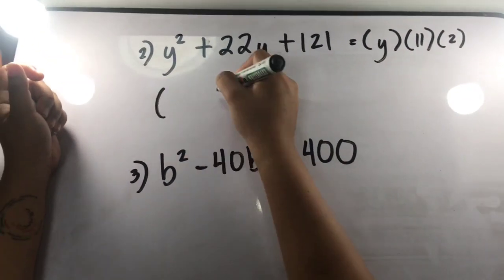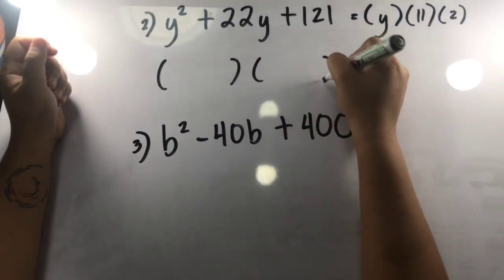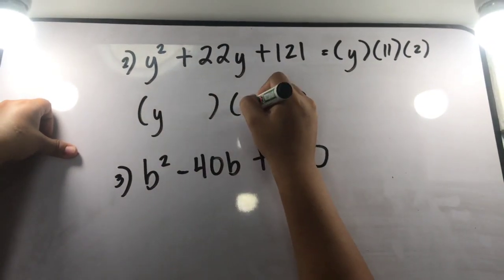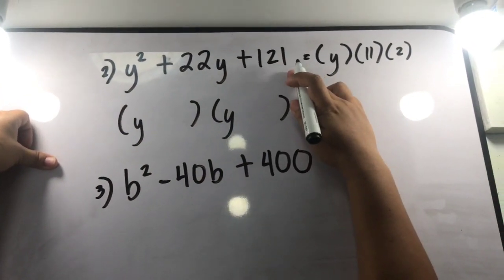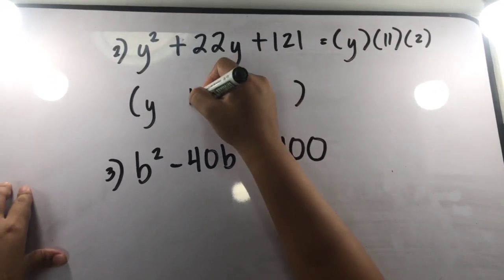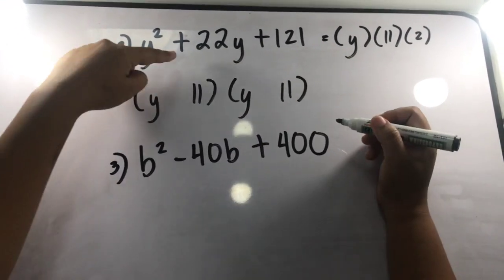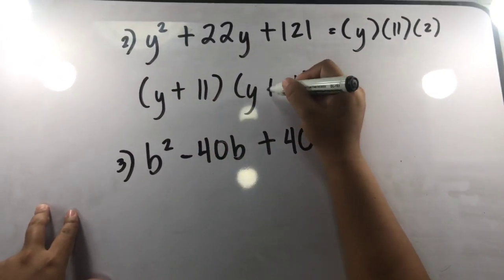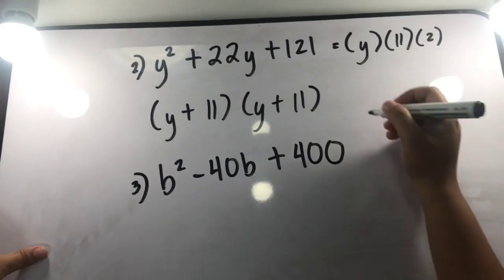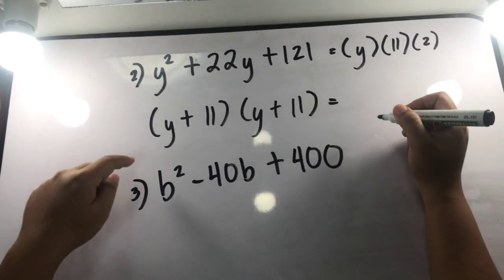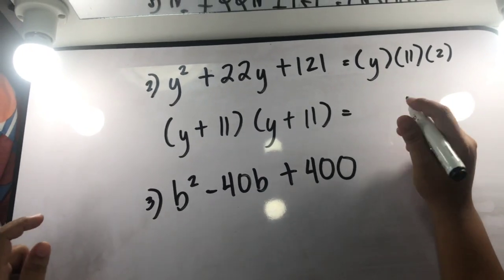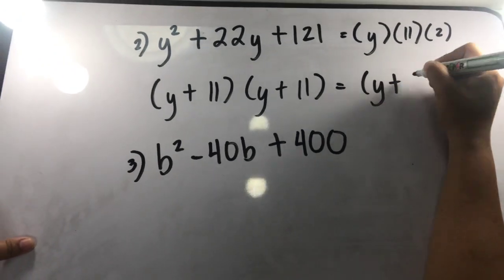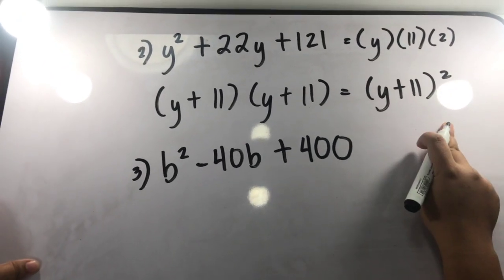So, now, let us get the factors. Square root of y squared, y. Square root of 121 is 11. Then, with the sign, since the middle term is positive, the factors are also positive. So, the answer is the quantity of y plus 11 times the quantity of y plus 11, or simply the quantity of y plus 11 squared.